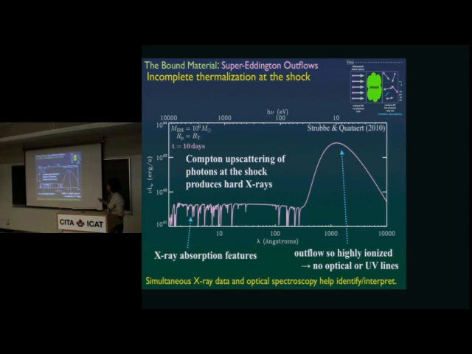And that hard spectrum so highly ionizes the outer gas in the outflow that there are no optical or UV lines at all. But instead, there are all these X-ray absorption features that we could look for to identify the event. And so what this shows us is that having simultaneous X-ray data with the optical spectroscopy will help to identify and interpret these events.